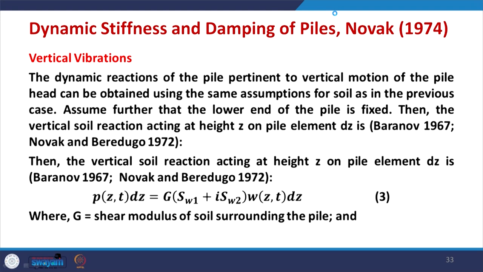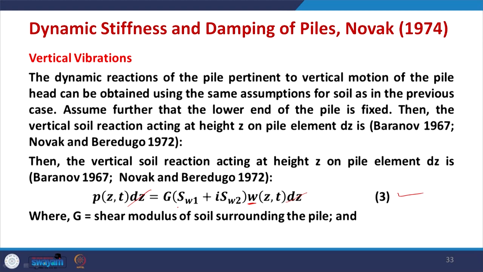What is equation number 3? Equation number 3 gives you the soil reaction, and the soil reaction can be found using G multiplied by (SW1 plus i SW2) times w(z,t). Here dz will be cancelled out from both sides. So basically the soil reaction can be found from this relation, where w is the displacement in the vertical direction. So if you know SW1 and SW2, then you can set a relation between soil reaction and displacements.